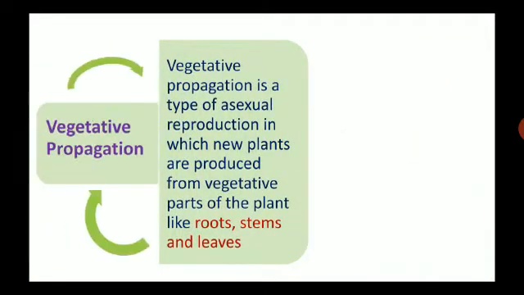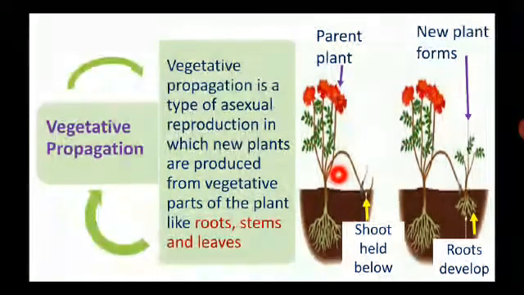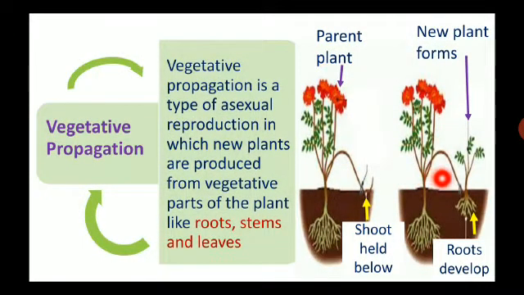Now, let us discuss vegetative propagation. Vegetative propagation is a type of asexual reproduction in which new plants are produced from a vegetative part of the plant like root, stem and leaf. Children, here in the picture you can see that the lower branch of the plant is bent and a small portion of it is covered with moist soil. After a few days, roots develop in the buried portion of the branch and a new plant arises.